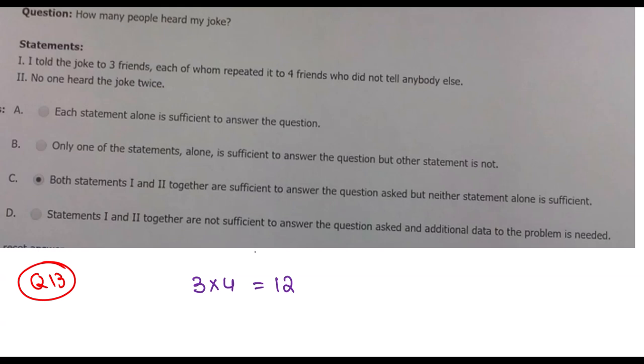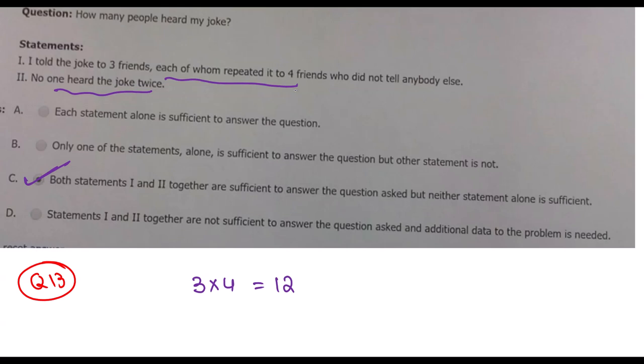In imagination, then some people have a doubt. Okay, these 3 friends, each of them told 4. These 4 friends may be common to other people. That's why the second data is also required. No one heard the joke twice. So both statements put together is sufficient to answer. Then only I can say 12 here.